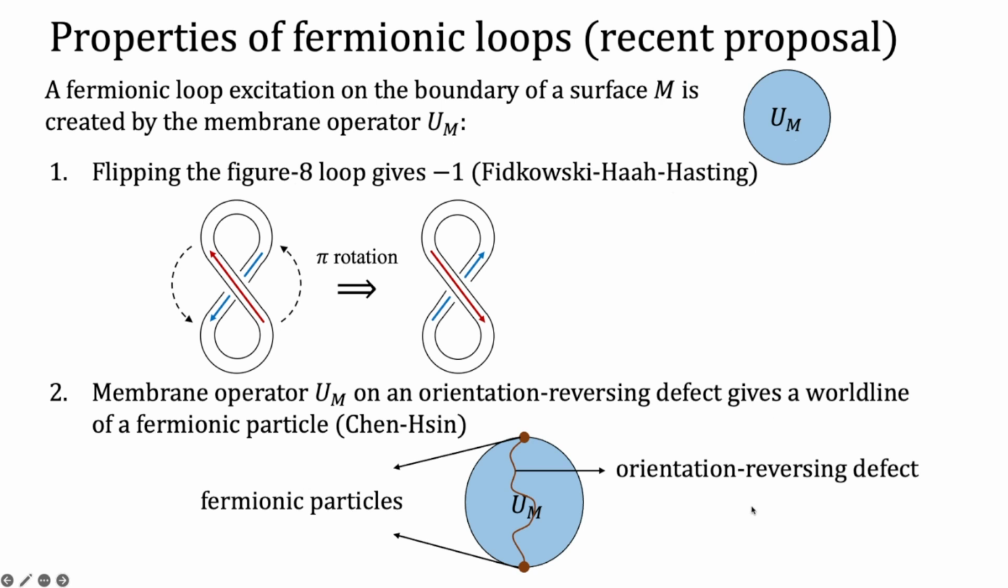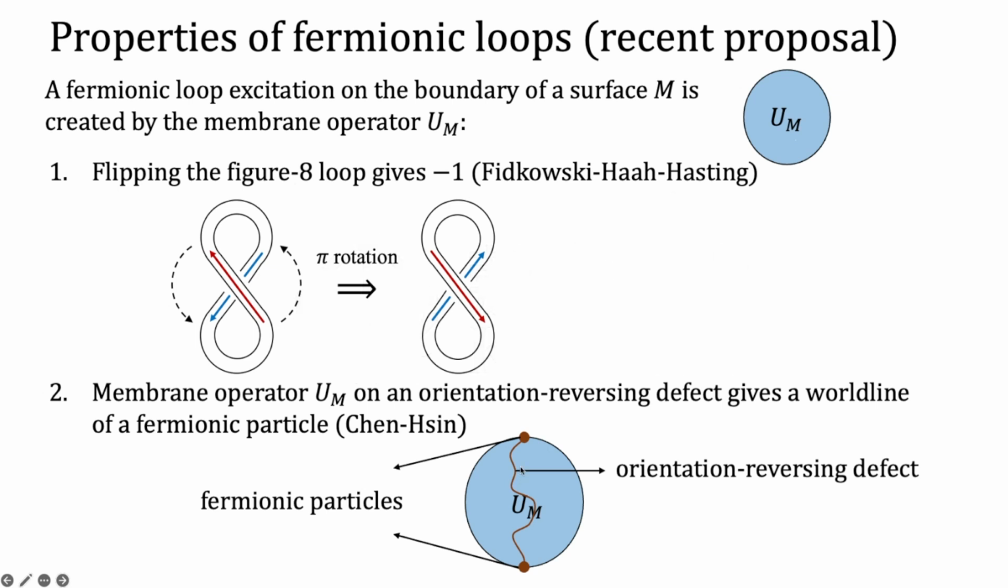So let's consider some non-orientable manifold like a Mobius strip, and then we apply our membrane operator. When the membrane has some overlap with the orientation reversing defect, the endpoint must hold some fermionic particle. So this is our definition of the fermion loop.